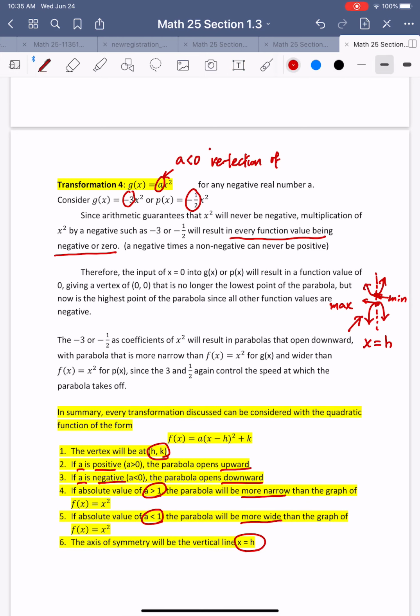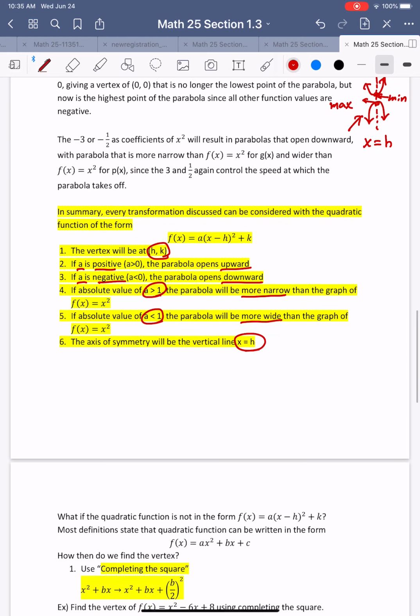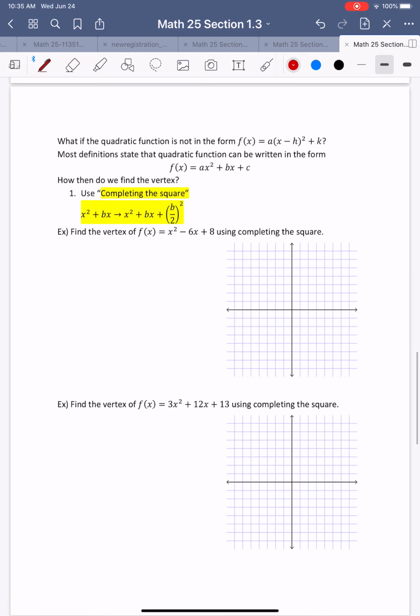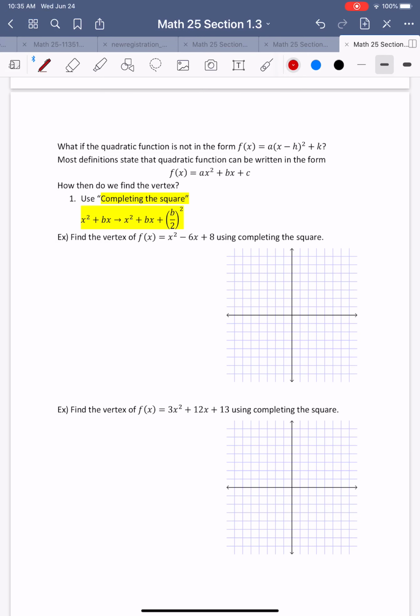So I call the vertical reflection. Alright, let's go to the next page. Let's do the example. So what if the quadratic function is not in the form of f of x equals a times (x minus h) squared plus k?